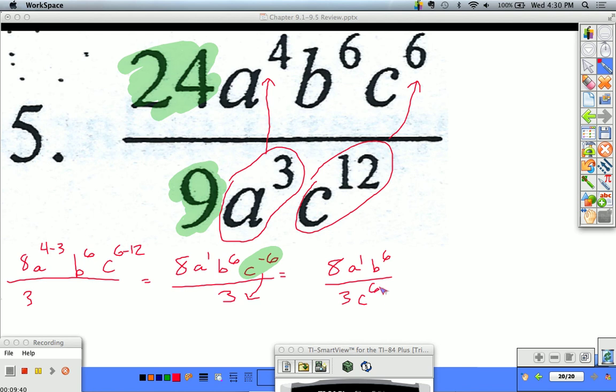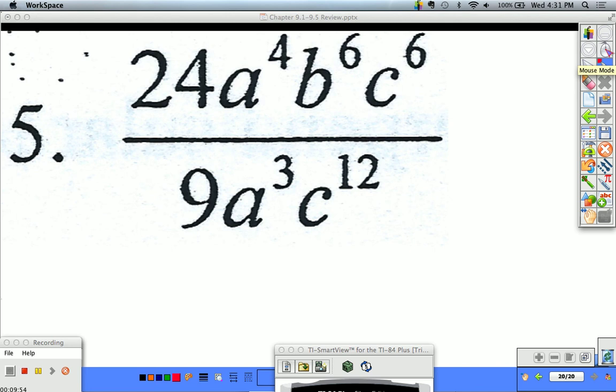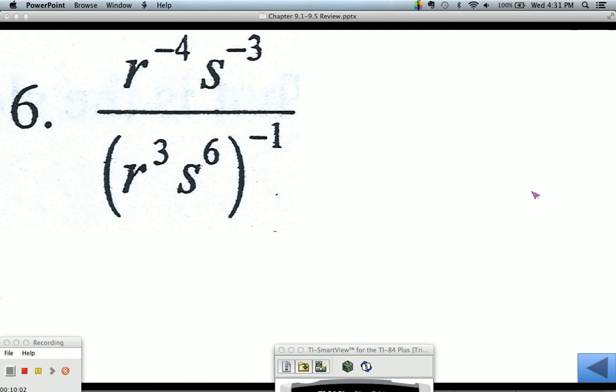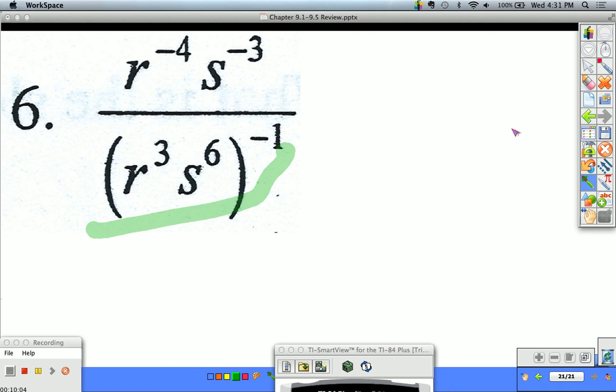So if we apply that to both parts of that monomial, then on the bottom half in the denominator we're going to end up with r to the -3rd, s to the -6th. A power raised to a power we multiply. 3 times -1 is -3. 6 times -1 is -6. So on top we still have that monomial that we started with, r to the -4th, s to the -3rd. So we cleaned up as much as we could on the bottom, and now we're ready to start dividing the parts that are the same types of parts.